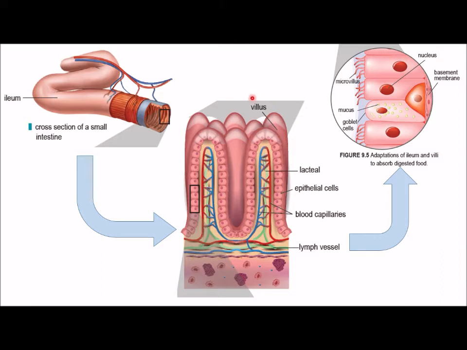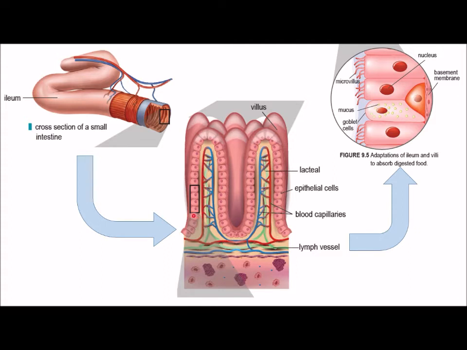The internal layer of the small intestine is also folded and covered by tiny projections that we call villi or villus. Villi is the plural of a villus. So villus is singular, villi is the plural of villus. Villus has special features that make it suitable for nutrient absorption. The first feature is it is one cell thick.